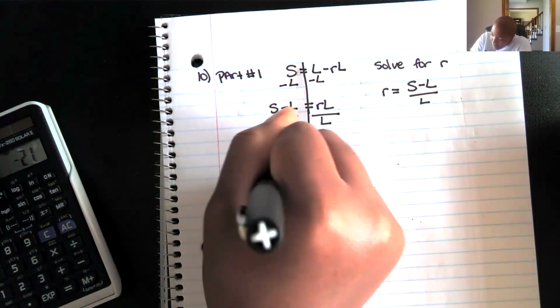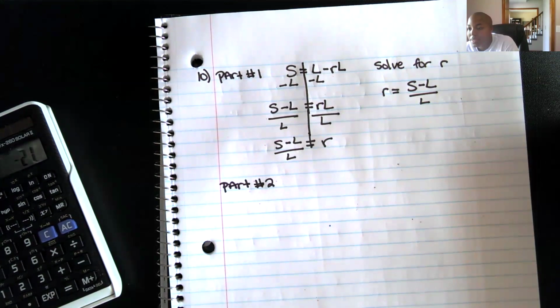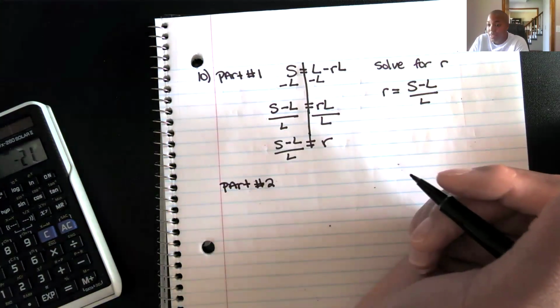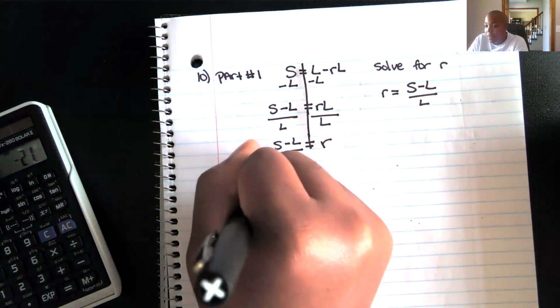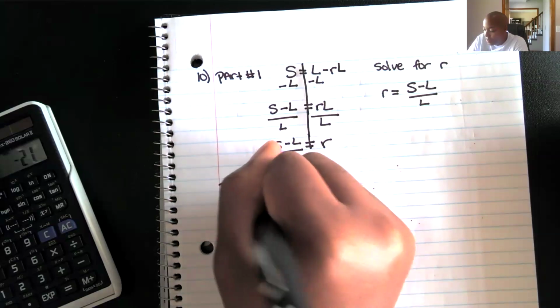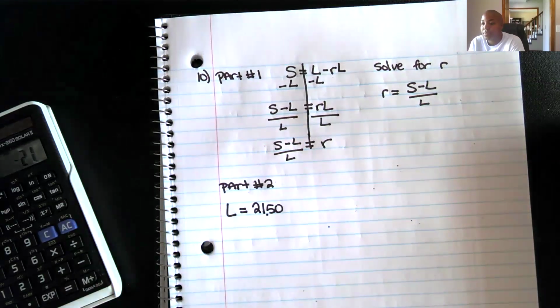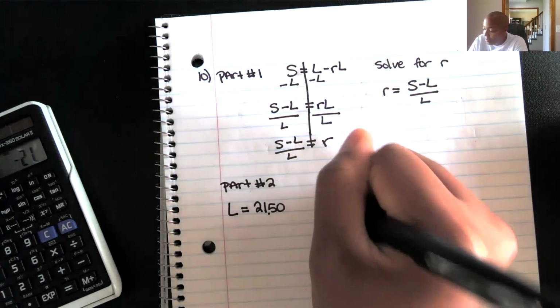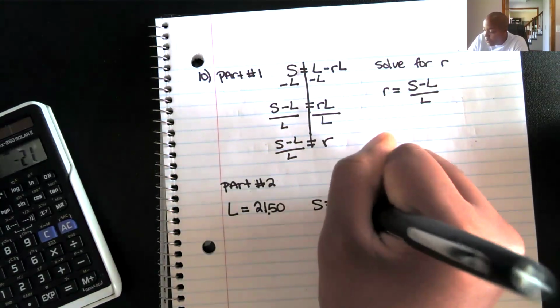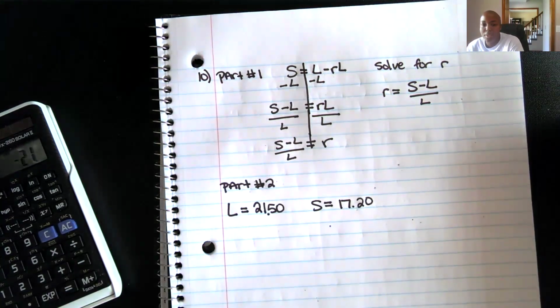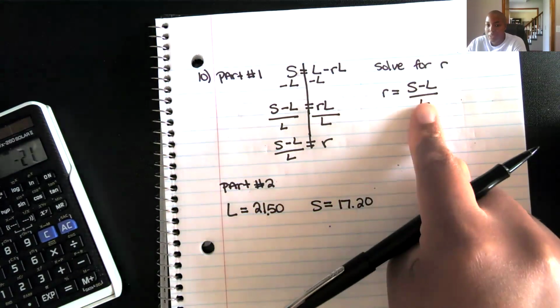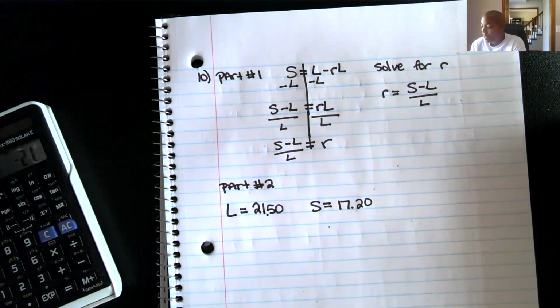Part 2. The list price of a shirt is $21.50. It tells us in the sentences that L is the list price, so that is $21.50. And then from the picture, we know the sales price, which is S, is $17.20. So we are trying to figure out how much was the percent discount. So we fill in the information we know into our equation, and then we should get our R.